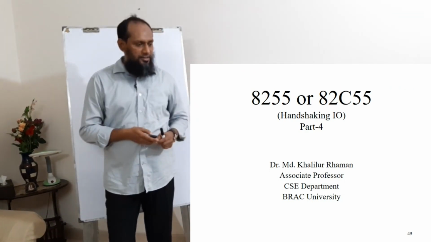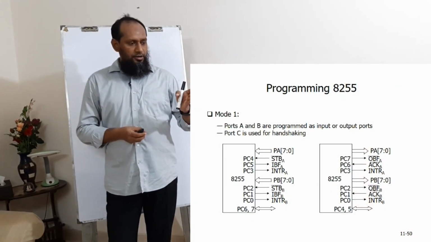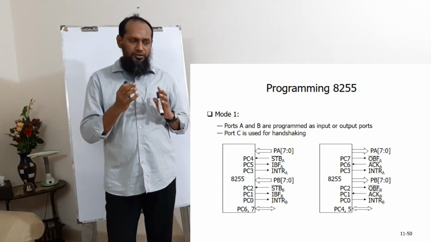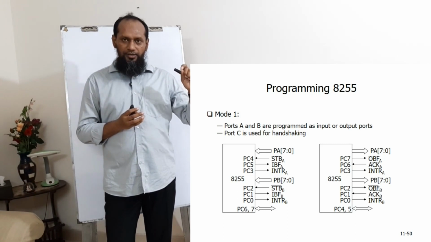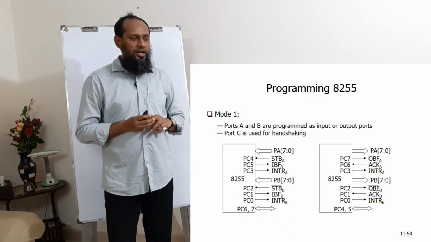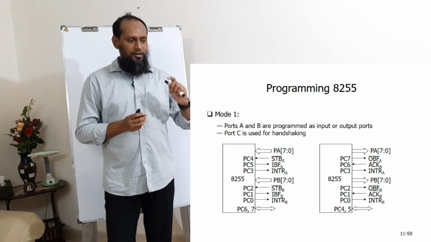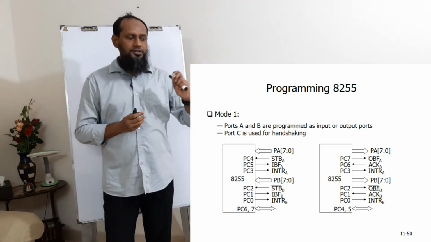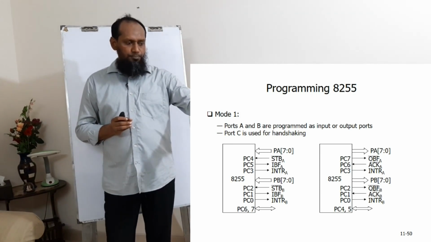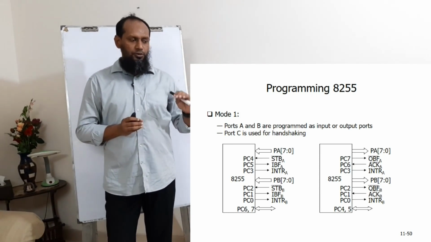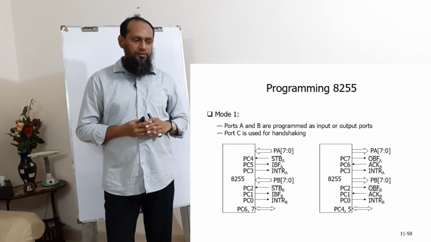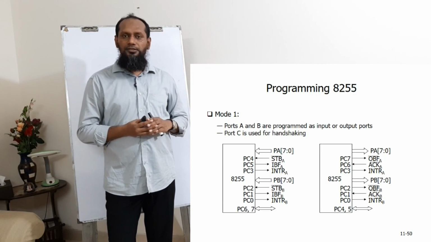Okay, in this figure you can see for input operation for port A, 3 pins of port C, 3, 4 and 5 are used for handshaking, where 3 is used for interrupt, 4 is used for strobe, 5 is used for IBF, input buffer full. And for group B or port B, PC 0, 1 and 2 are used for handshaking. The same: one is input buffer full, strobe and interrupt.